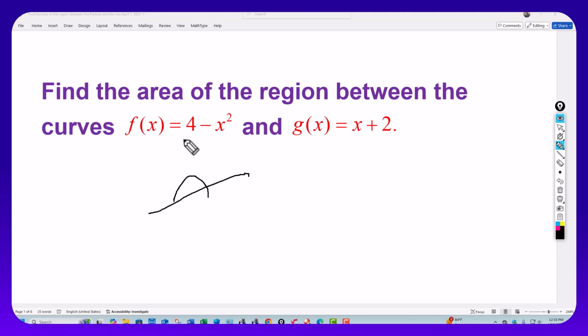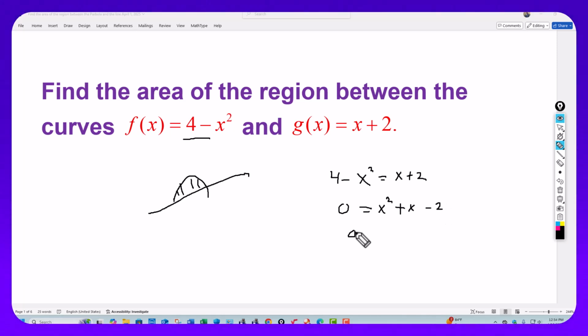So what we want to do is find the points where these two intersect. We can do that by just setting these equal to each other. So 4 minus x squared equal to x plus 2. And again, we're looking for this area between the two curves. So let's move everything over to one side. This will be x squared. I take it over to the right side. The x will stay there. This side then will be the 0. 4 goes over. It's minus 4 and 2. So we have minus 2 here.